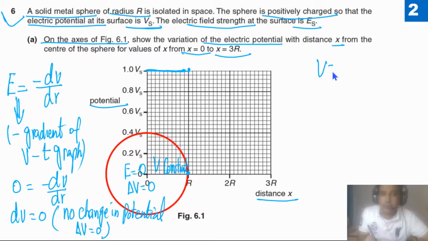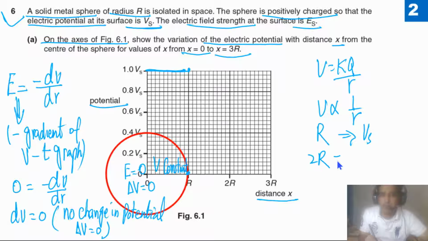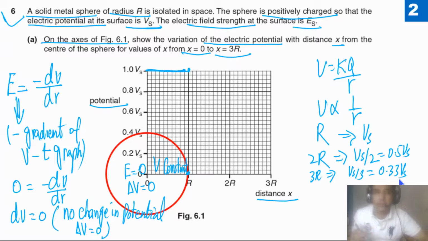Now we need to understand how potential changes with distance. Potential is inversely proportional to r. It means that for R, the value of potential is Vs, and if r is double, Vs has to be half, so this will be Vs by 2. And if r is triple, this has to be equal to Vs by 3. We can simply say this will be equal to 0.5 Vs, and this will be equal to 0.33 Vs. So these are the points we need to understand.